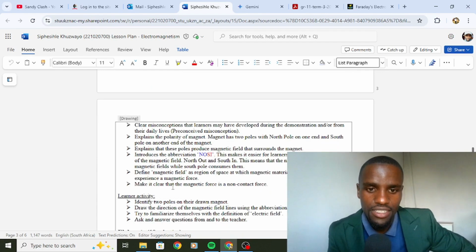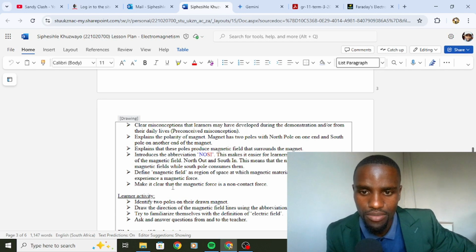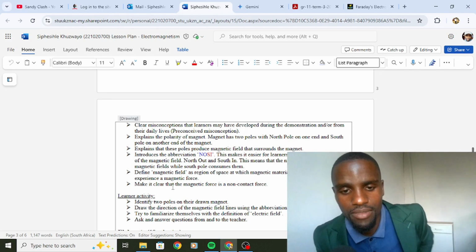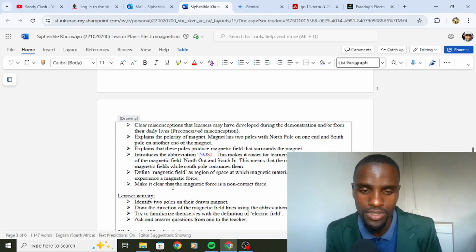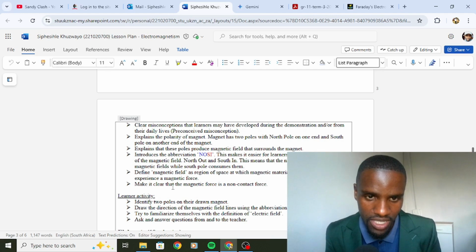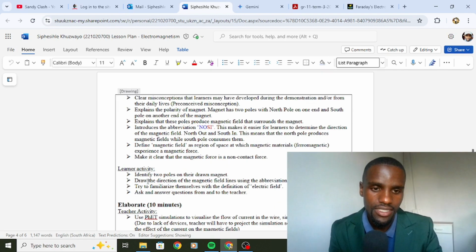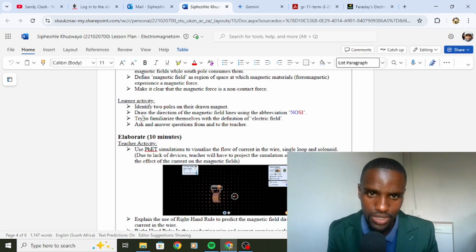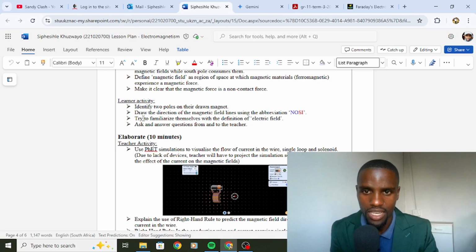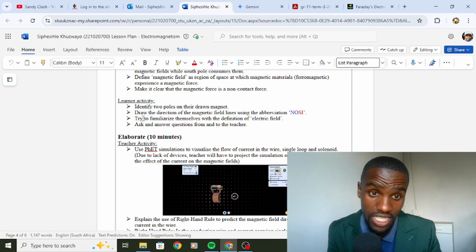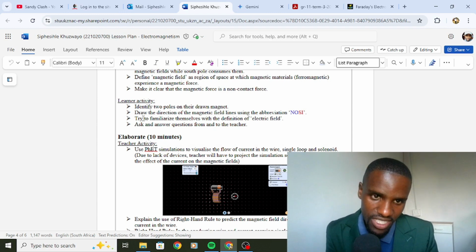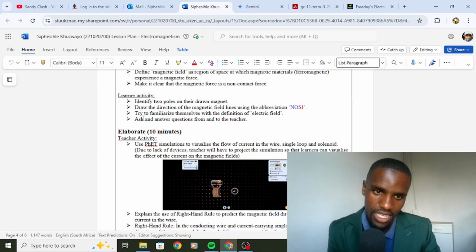I defined the magnetic field as a region of space at which magnetic or ferromagnetic materials experience a force. I explained to them that magnetic force is a non-contact force because they don't need to touch the magnet in order for them to repel or attract each other. Then learners identified two poles on their drawing from the exploration stage, and drew the direction of the magnetic field lines using the abbreviation NOSI that I introduced in the exploration phase. They familiarized themselves with the definition of magnetic field, a region of space at which magnetic materials experience a force, and then they asked me questions and I answered them.